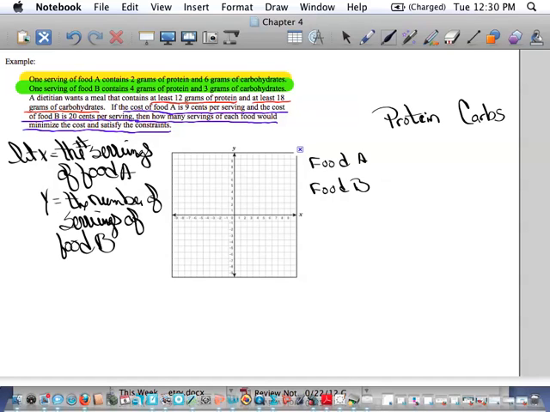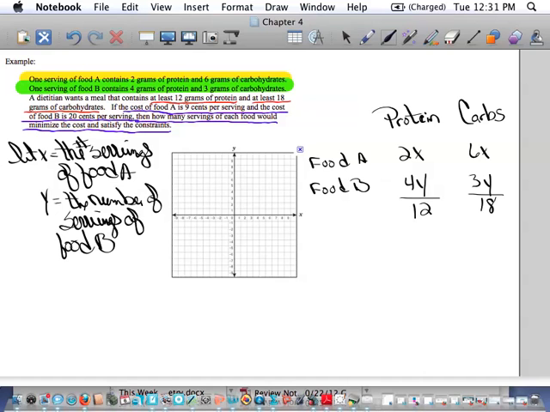So proteins in food A, we get 2 grams. So 2 grams times the number, that's going to be 2x. And then in food B, we get 4 grams of protein, so that's going to be 4y. Carbohydrates, I get 6 grams from food A, that's 6x. And I get 3 grams from food B, so that would be 3y. Now let's go down to what the dietitian says she wants to have, and that's at least 12 grams of protein and at least 18 grams of carbohydrates.